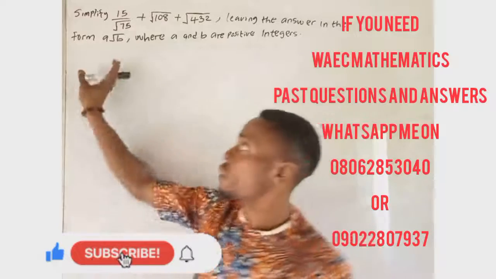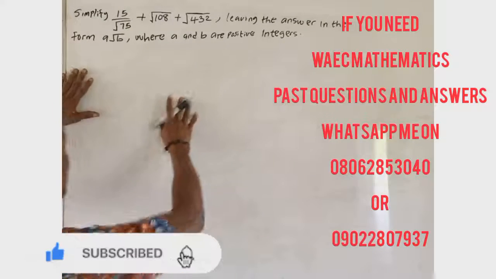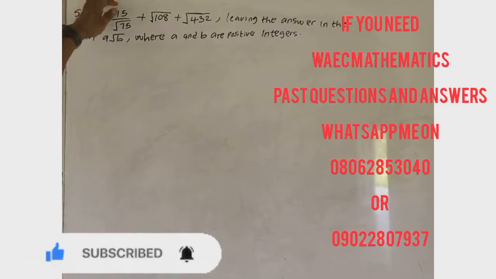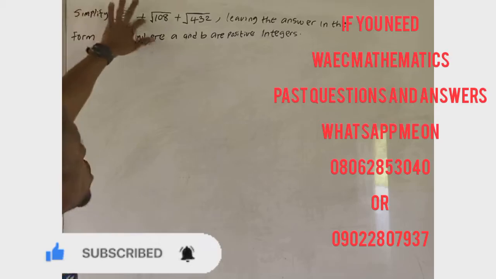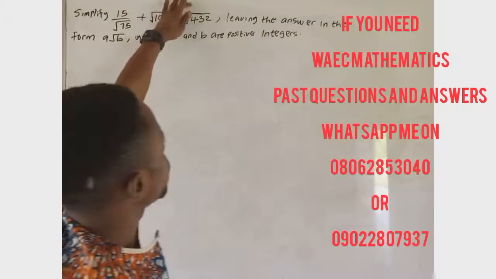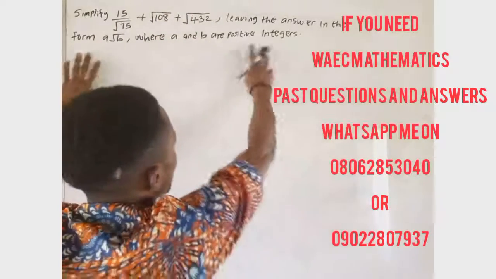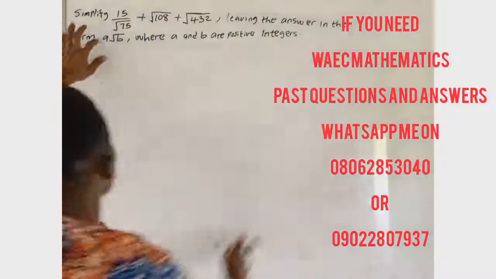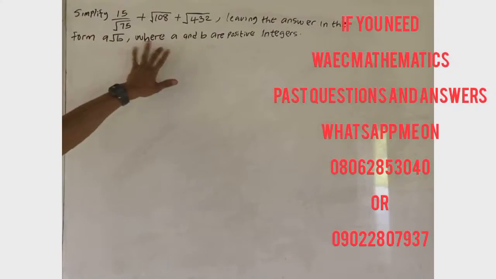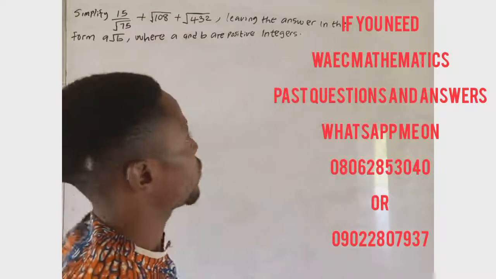So this is the question I have for you. It states: simplify 15 over root 25 plus root 18 plus root 432. Leave the answer in the form A root B, where A and B are positive integers.